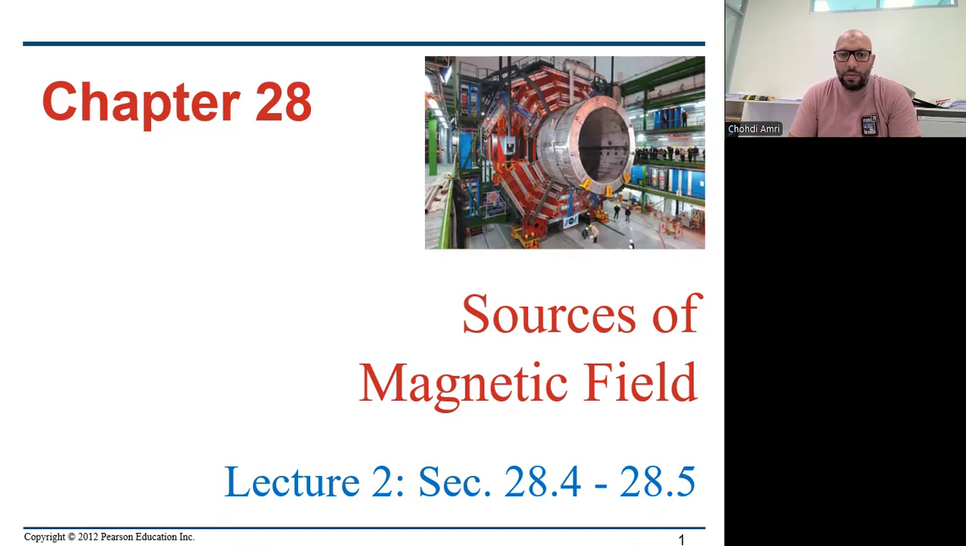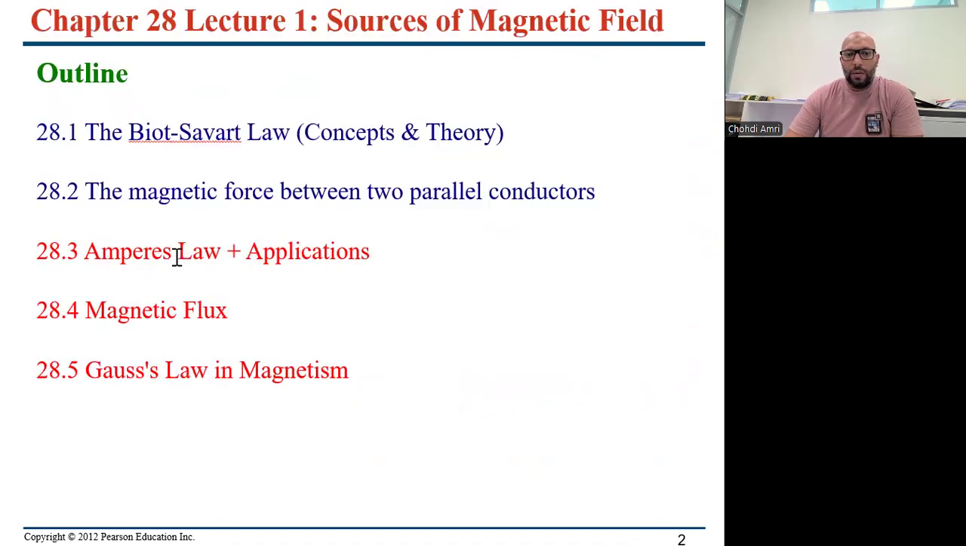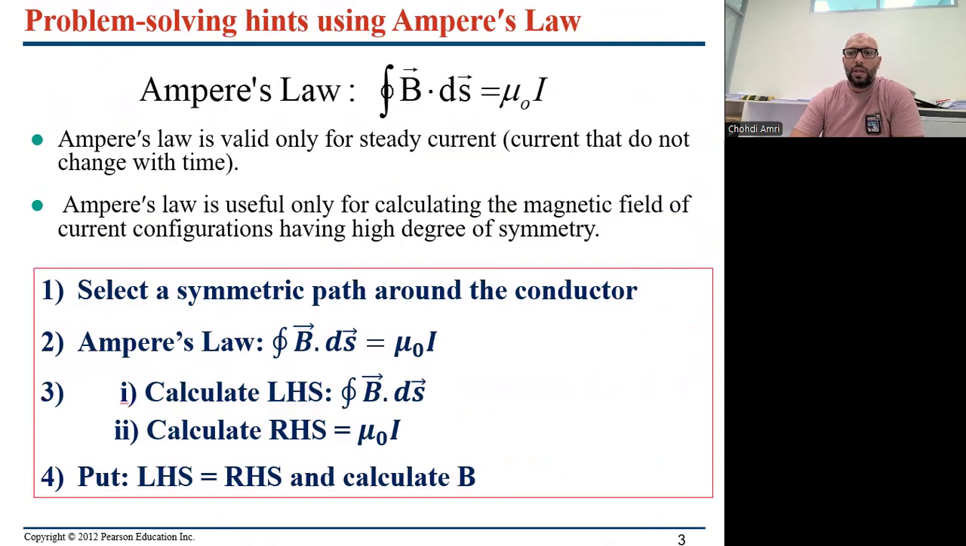Today we will talk about chapter 28, Sources of a Magnetic Field, lecture 2. In this lecture, we will discuss the following items. The outline: one is Ampere's law and its applications. Item 2, magnetic flux, and then we will talk about Gauss's law and magnetism. At first, let's introduce Ampere's law.